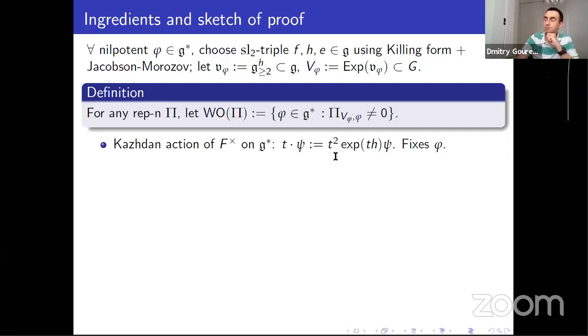Why do we multiply by t squared? So that it fixes phi. So on the eigenspace -2, the exponentiation acts by t to the -2, then we multiply back by t squared, and this cancels out. So this action fixes phi. And it retracts the eigenspaces higher than -2 to 0. And it keeps eigenspace -2. Then it also explodes eigenvalues -3 and on.